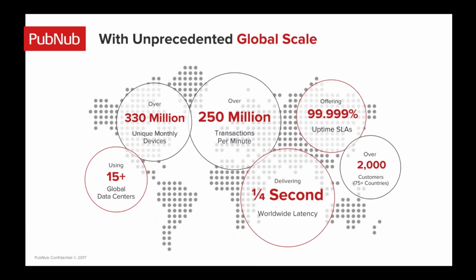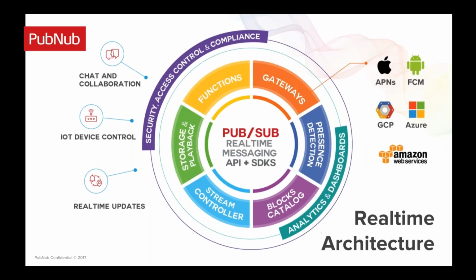As the largest distributed computing network in the world, we're already processing 5 times the amount of data than Twitter, and we're just getting started. With over 2,000 customers and 330 million unique devices publishing and receiving streams of data, our customers are finding new ways to innovate and monetize these streams.